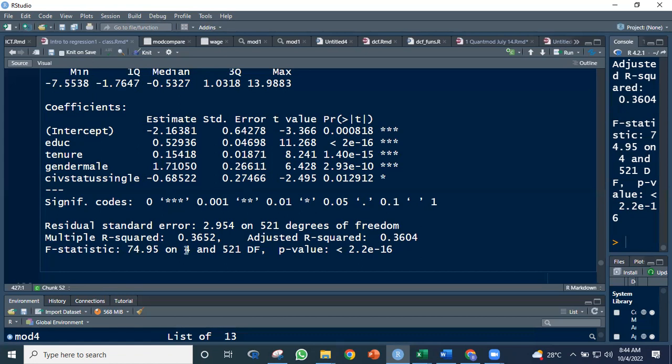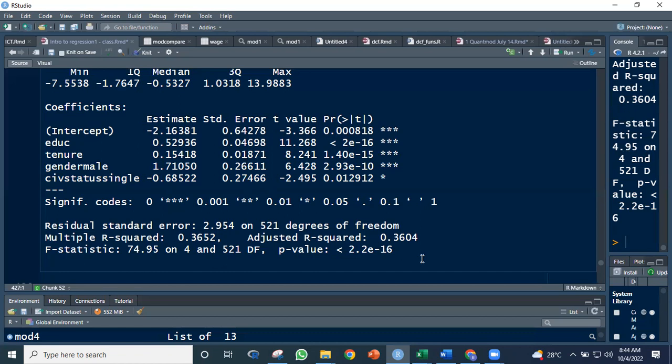F-stat 74.95, degrees of freedom 1 is 4, because there are 4 predictors, degrees of freedom 2 is 521, which is n minus k minus 1. How many is our n? 526 minus k, the number of predictors, which is 4, minus 1. So we have 521 for df2. And then the p-value is practically 0. Okay, significant, 3 stars, no? Significant at 0.001. And we reject the null hypothesis that the predictors are all 0.